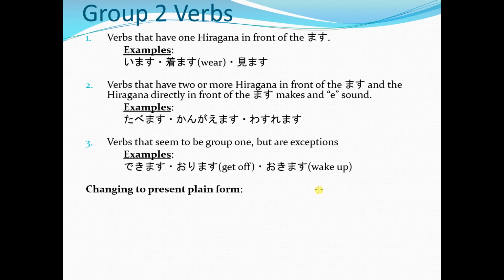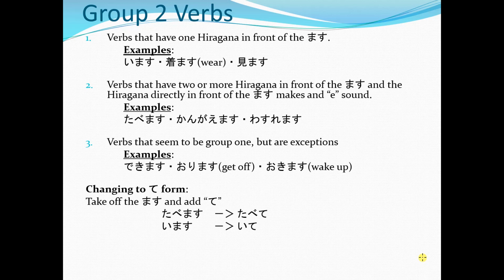How does it work to make it into te form? Pretty easy. Take off the mas and add te. Tabemasu, tabete. Imasu, ite. And kangaemasu, kangaete. I'll show you some examples on how this works, but it's super easy.